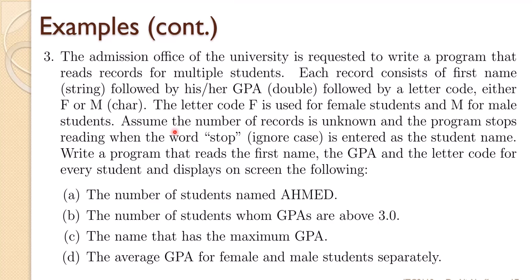The question says, assume the number of records is unknown and the program stops reading when the word stop, ignore case, is entered as the student name. So the problem statement says that you need to continuously read records of students, and when the word stop is entered as the name, then your program should stop reading. So this is like a sentinel controlled while loop, but the sentinel is not a number, the sentinel is a word. And when it says ignore case, it means it should accept stop in any case.